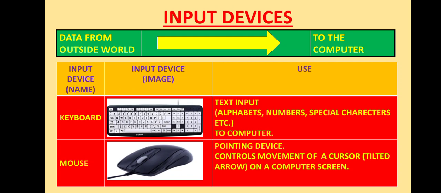Mouse. Mouse is a pointing device. It has two buttons which are referred to as left click and right click. It also has a scroll bar. By using this, we can control the movement of the cursor, which is a tilted arrow which you can see on the desktop screen. We can move that cursor on the computer screen with the help of the mouse.